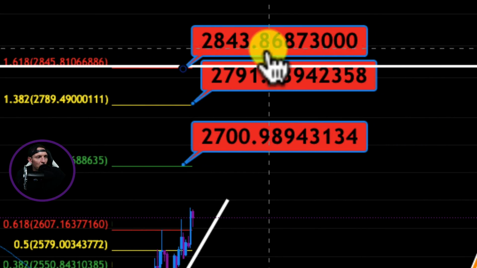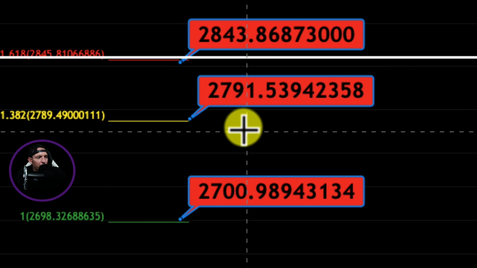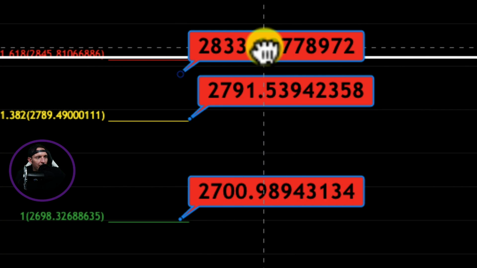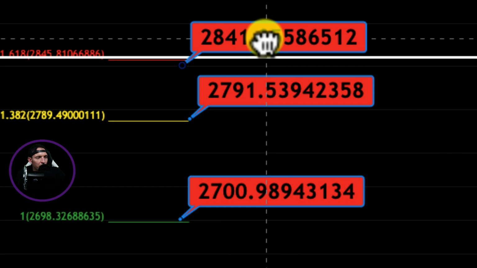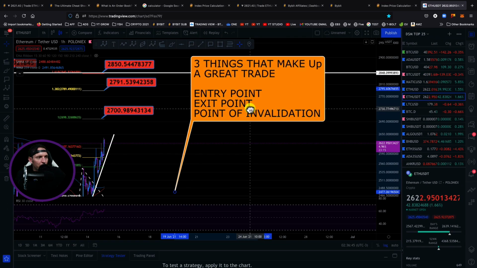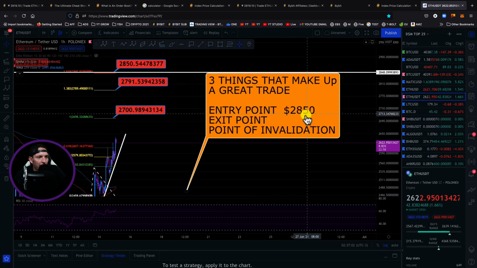So when I take out my short position, I'm going to be looking to take out a short at, let's just go right here. Let's just bring it a little bit lower to make sure that we actually get in the short we want. And we'll say 2,850. We'll just put it at the highest level. So now I have an entry point. My entry point is $2,850.